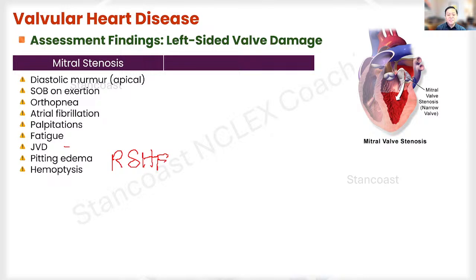And the hemoptysis is basically caused by the increased pulmonary venous pressure.